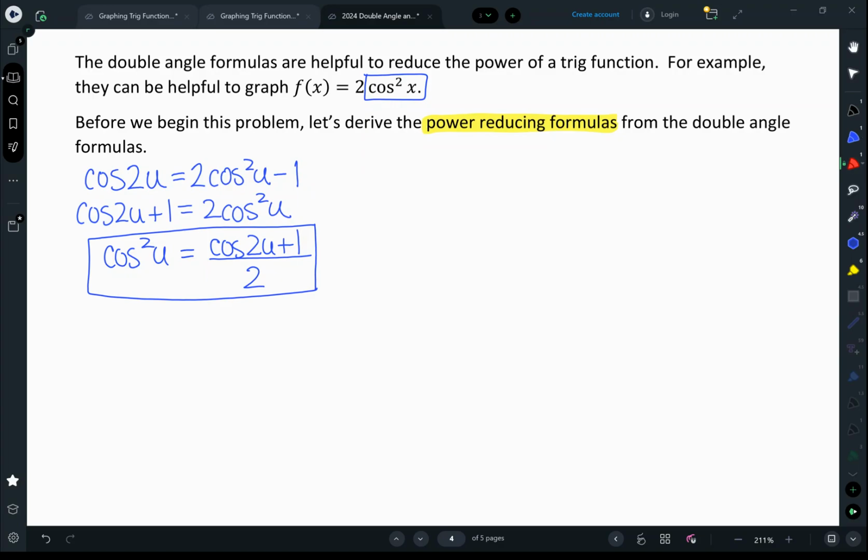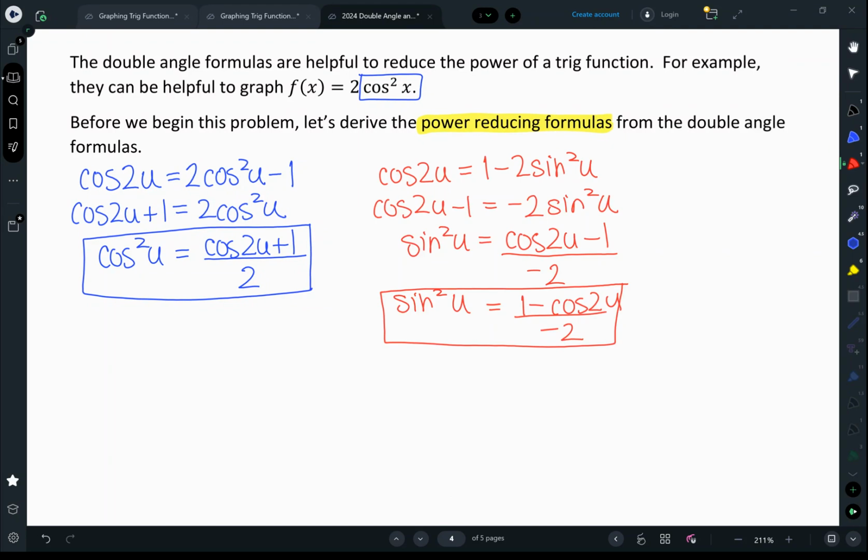Similarly, we can do the same thing for the sine. But for the sine, we're going to start with the cosine double angle formula that uses a sine squared. So think about what that formula is and go ahead and write it down. What you should have written down is 1 minus 2 sine squared of u. And now just manipulate it until you isolate sine squared of u. All right, with manipulation, did you end up with the sine squared of u is equal to 1 minus cosine of 2u all over 2?